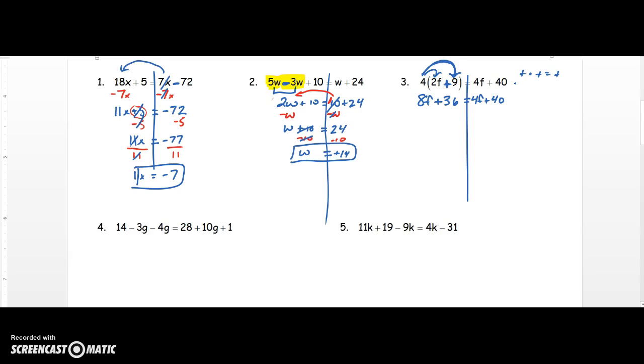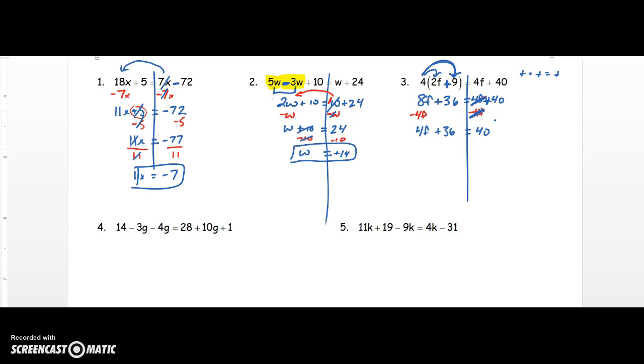Next question, do you have variables on both sides? Yes, you do. So you have to subtract 4f on both sides to get rid of our positive 4f. Those cancel. That's what you want. So 8f minus 4f is 4f plus 36, since we have not used that, equals, these cancel, which is what you want. What are you left with? Positive 40. 4f plus 36 equals 40 now.